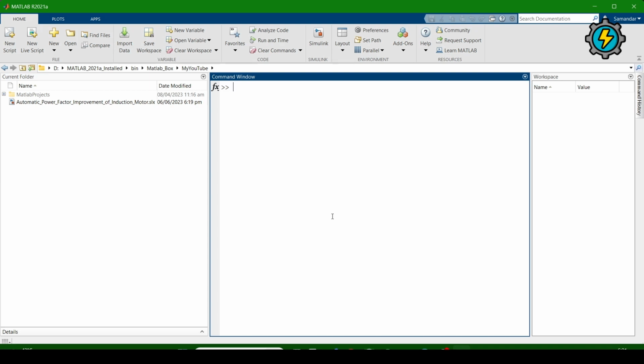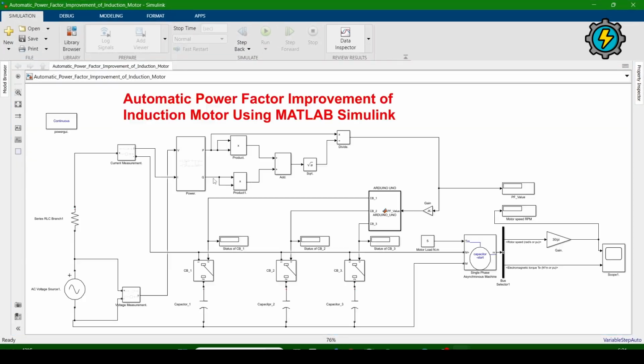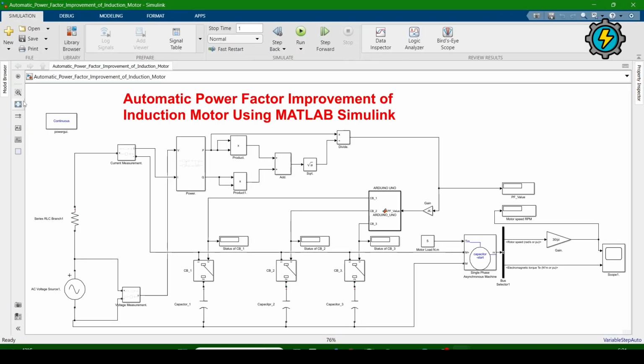Hello, Assalamu alaikum. Today we will learn how to make automatic power factor improvement of induction motor system in MATLAB Simulink. So in this project, we will make this system's simulation. I have already made this system, so I will double click on this simulation, then it will open. Now, this is the system.